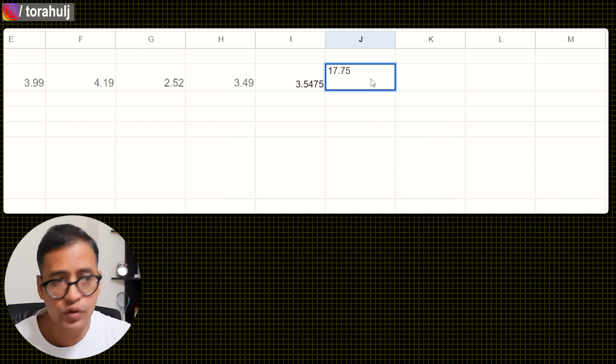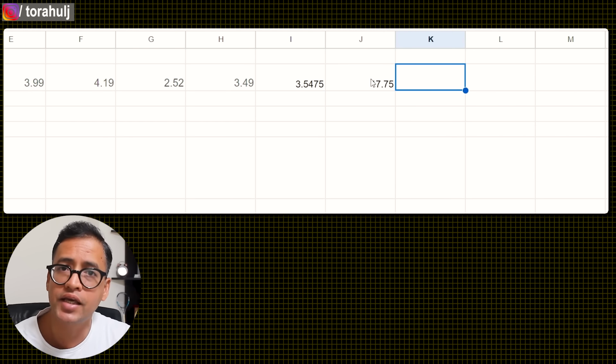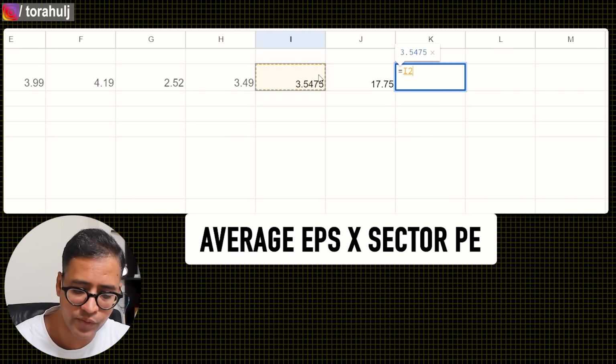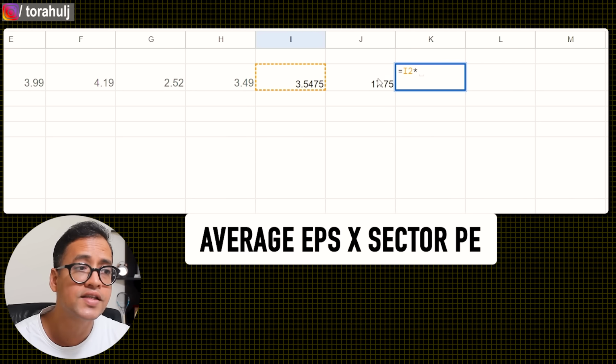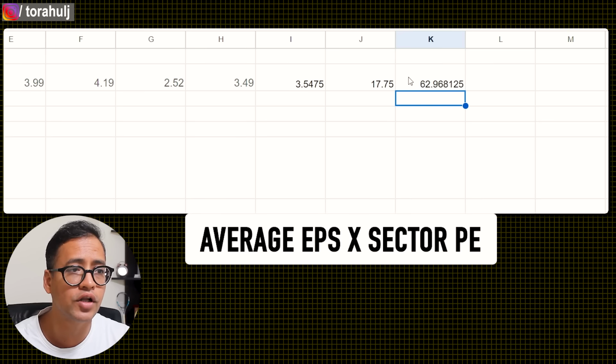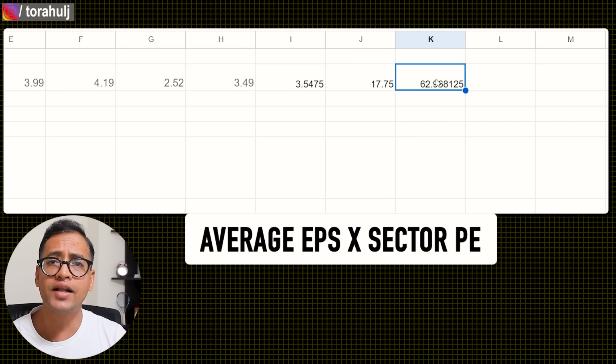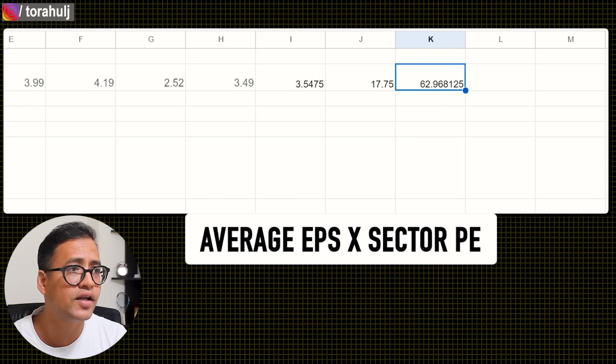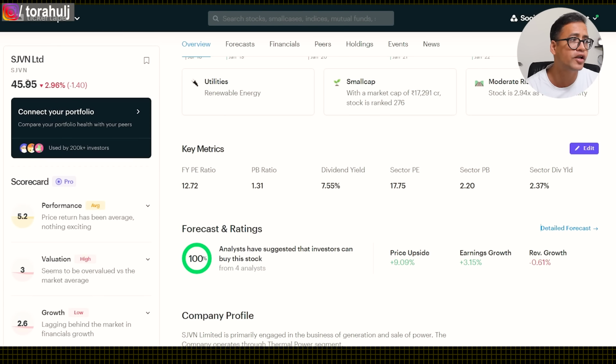What we are going to do is arrive at the PE of this stock from our perspective, from the earning per share perspective. So let us go ahead and multiply the average earning per share by the sector PE. That gives us a total of 62, meaning that the price of this stock should be 62 rupees. And right now, if you look at the stock, it is trading at roughly 45 rupees.